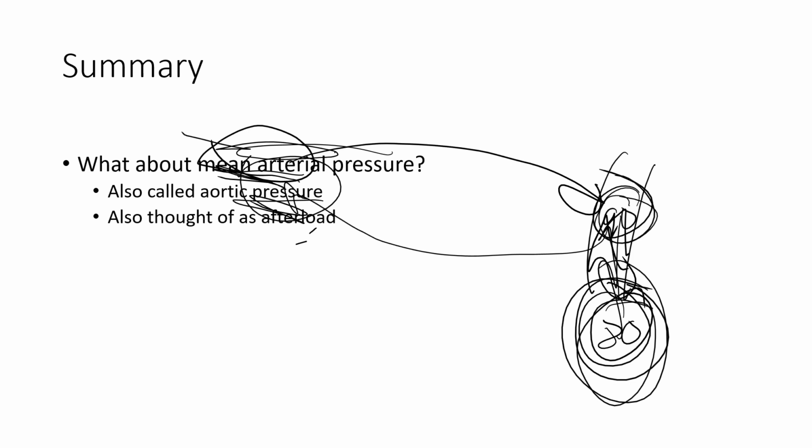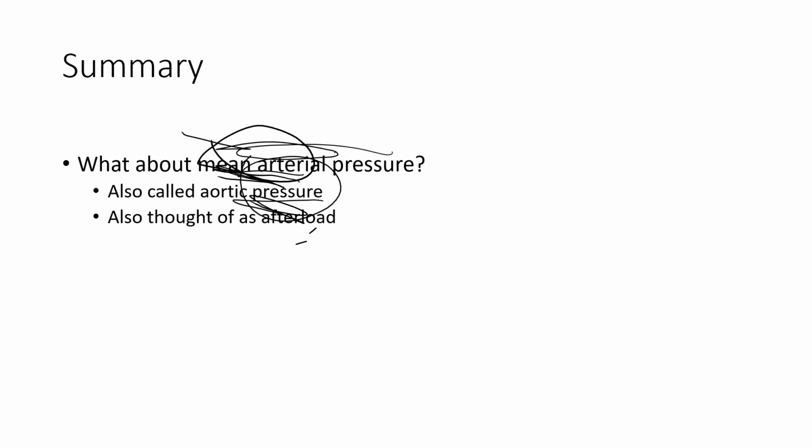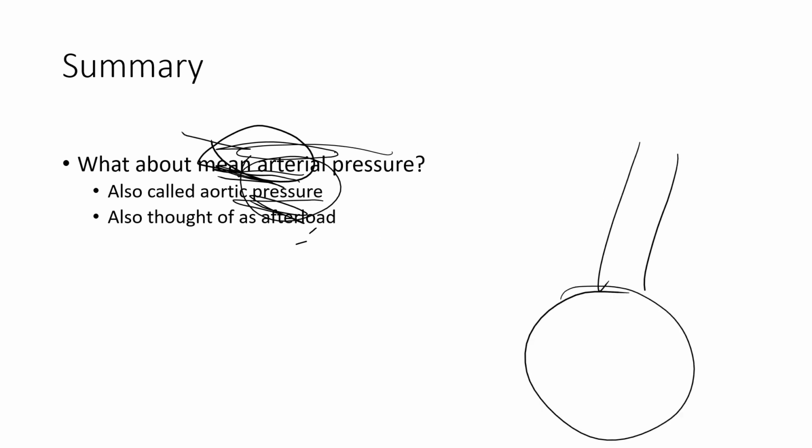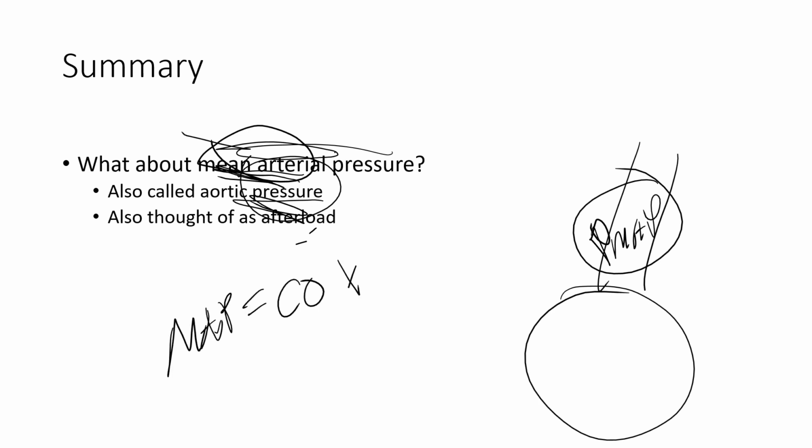And you can imagine, what happens during physical activity? During physical activity, you would think mean arterial pressure rises significantly. And why would mean arterial pressure rise significantly? Mean arterial pressure, or aortic pressure, or afterload, as it's called, should rise during physical activity because mean arterial pressure equals cardiac output times total peripheral resistance. Okay? That is how we determine mean arterial pressure. Cardiac output times total peripheral resistance.